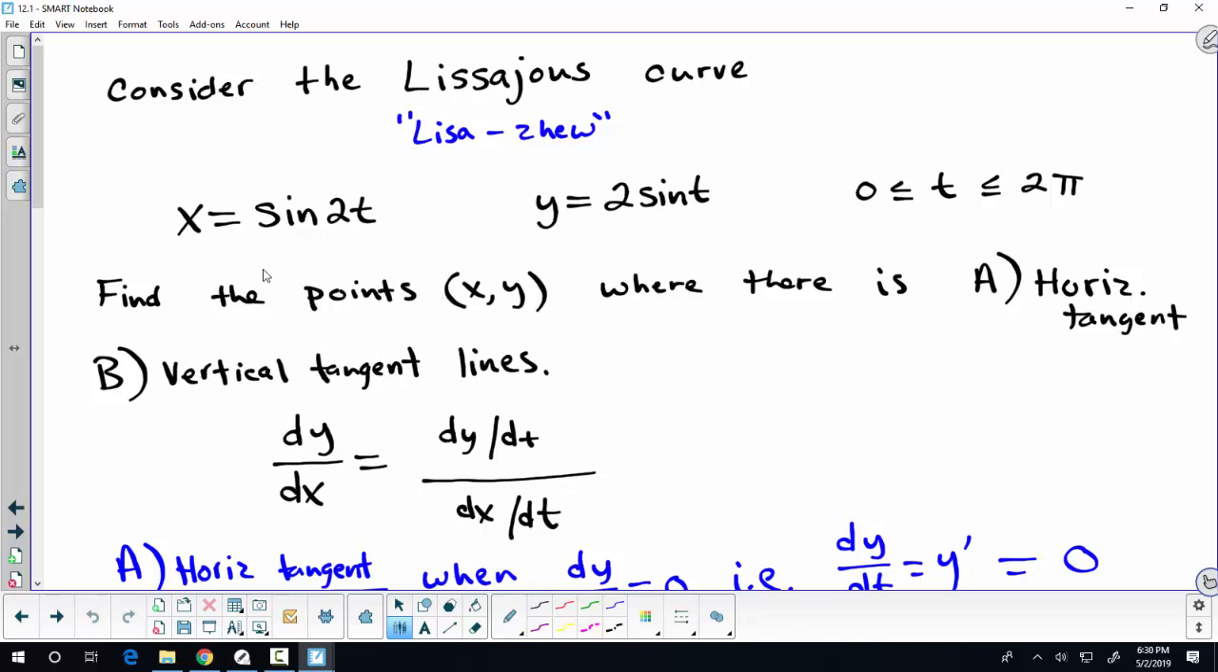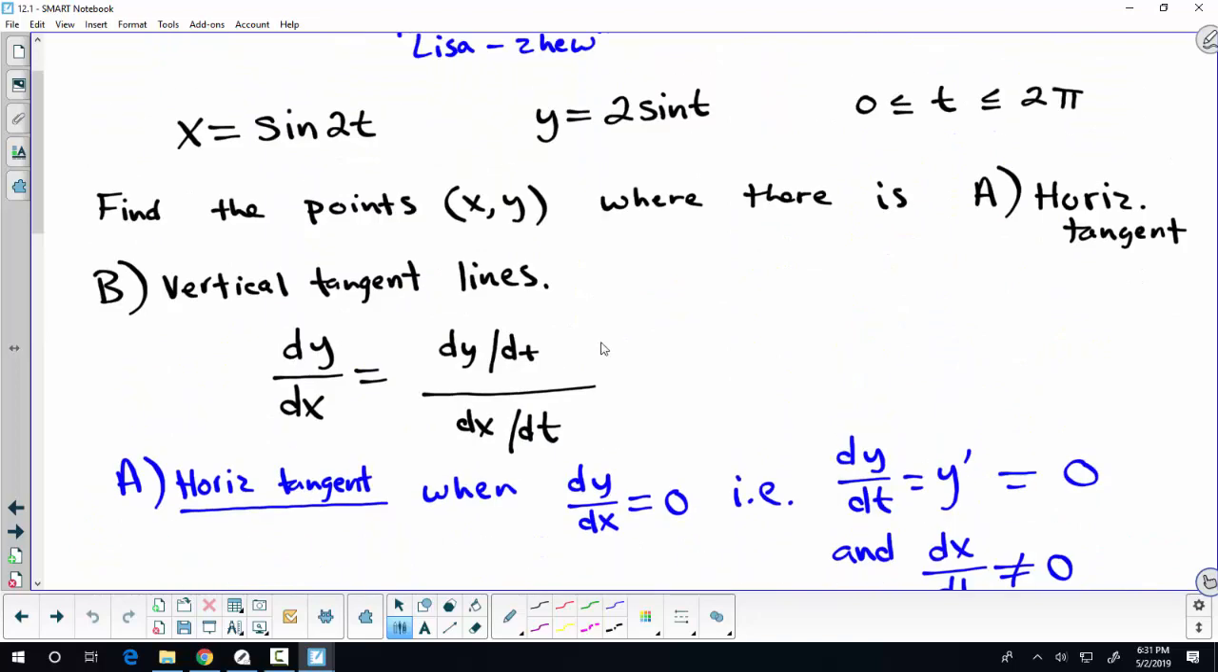Okay, well, let's finish 12.1. We were looking at the example, x is sine 2t and y is 2 sine of t. And we wanted to find the points where we had a horizontal and a vertical tangent.